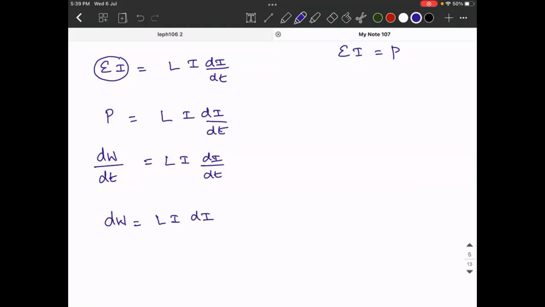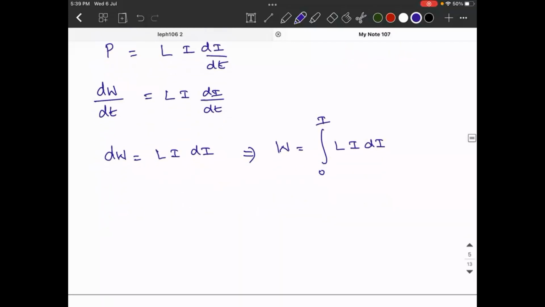Accepted? Since we are trying to find the energy, if you are able to calculate the amount of work done, that will give you the energy. So when I integrate on both sides, I get W is equal to the integral of L into I into dI between 0 to I. L will come out. The integral of I dI is I square by 2. When you apply the limits 0 to I, you get half L I square. That's it.